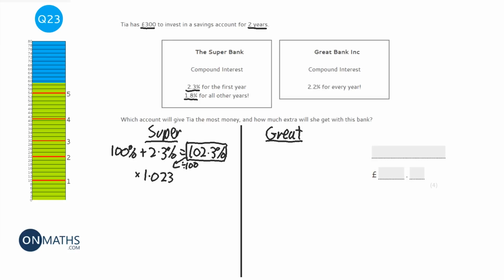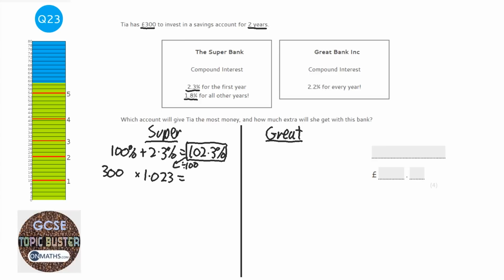So if I times 300 by that, that will tell me what we have after year 1. So let's do that on a calculator. 300 times 1.023. And you might need to press S to D. And that is £306.90. Okay, so that's year 1, and we might as well just write year 1 somewhere.